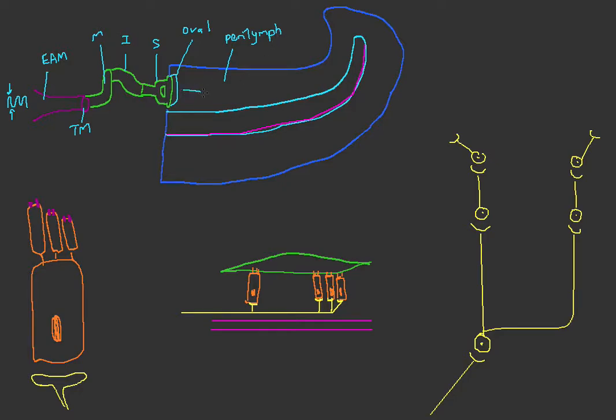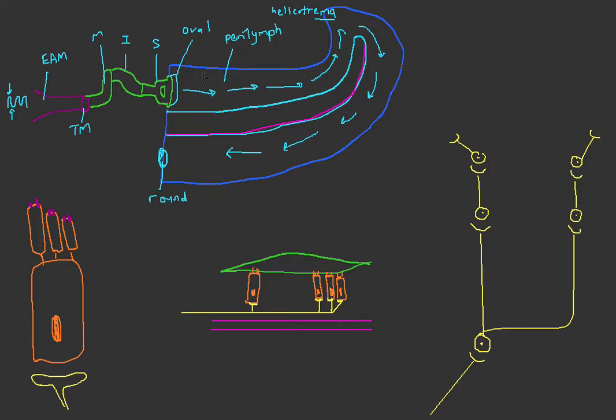And what happens is these vibration waves will travel through this fluid. And the apex of the cochlea is called the helicotrema. And then the waves will come around this side, and eventually pressure will be relieved through the round window at the bottom.